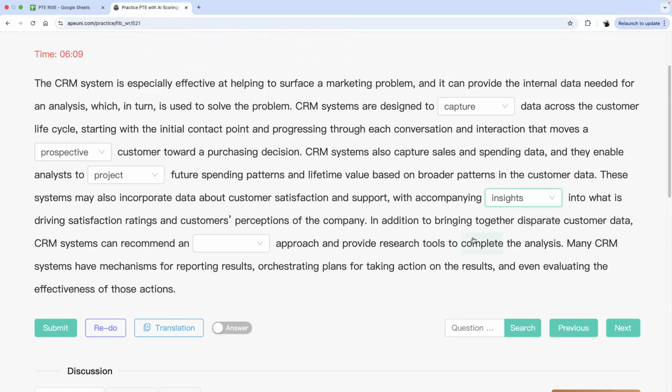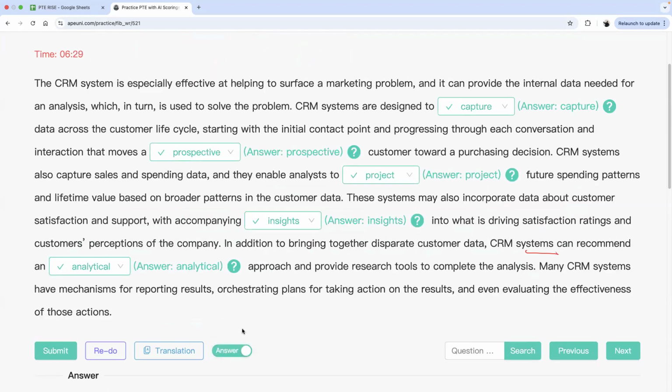Then CRM systems can recommend an dash approach and provide research tools for complete analysis. Like what kind of approach? So your answer is here. You read the question area. Sometimes your answer is in the question area. Easy? So it's called being alert.